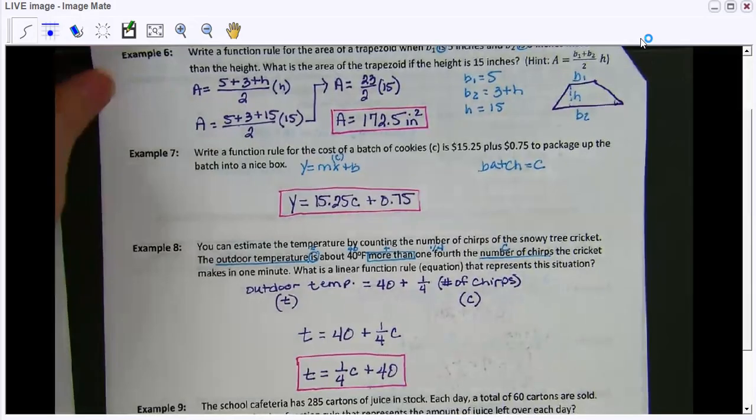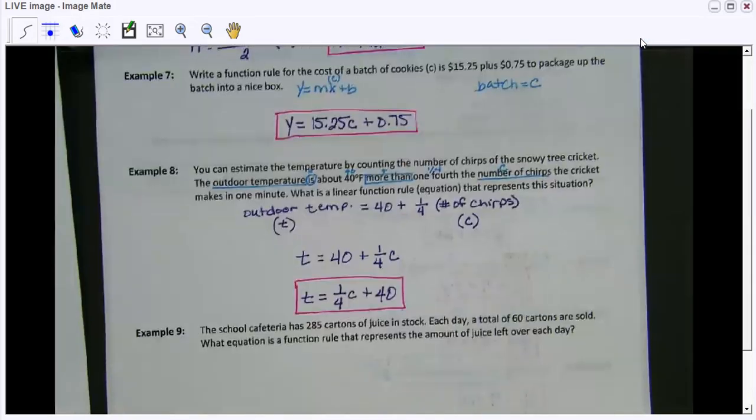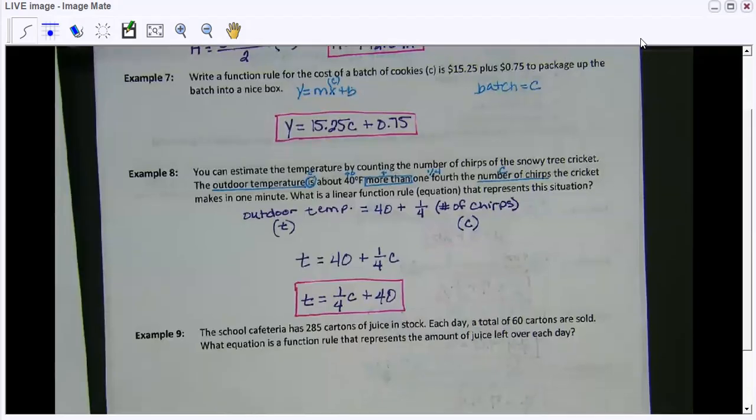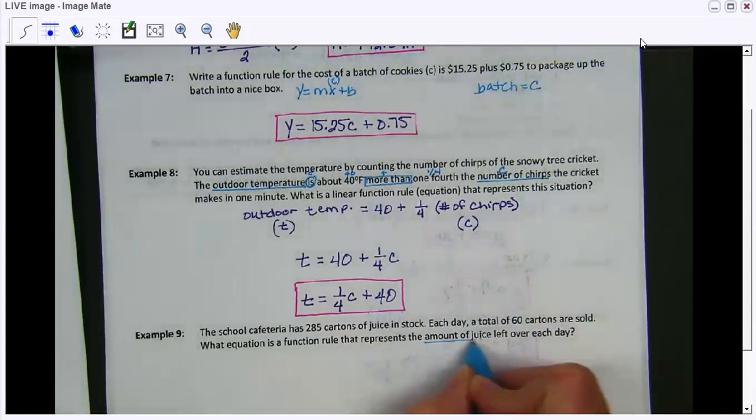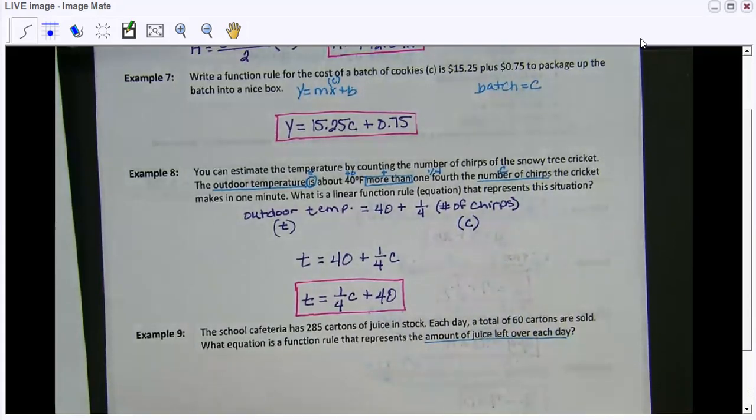Okay. Let's go ahead and go down to example 9. It says that the school cafeteria has 285 cartons of juice in stock. Each day, a total of 60 cartons are sold. What equation is a function rule that represents the amount of juice left over each day? So we want to know how much juice is left over each day.